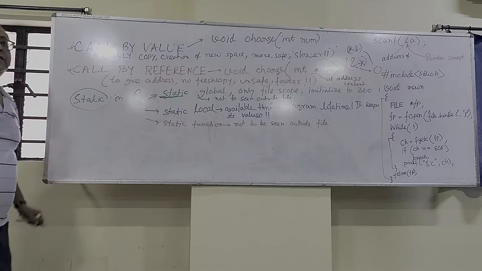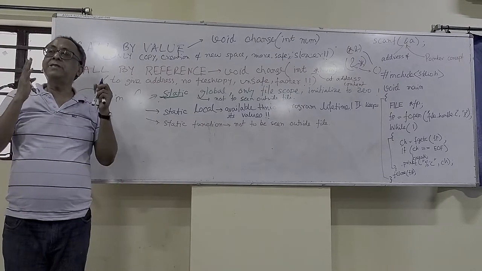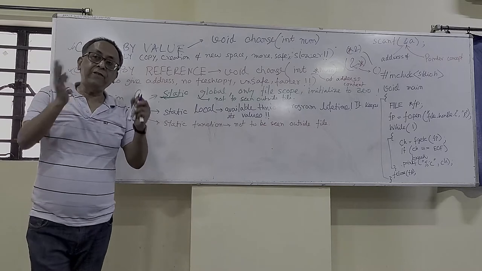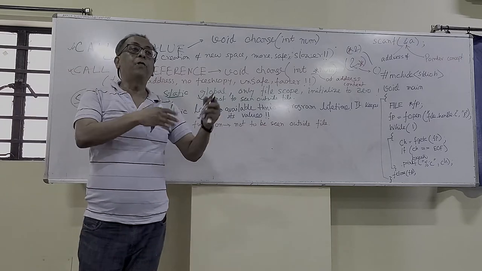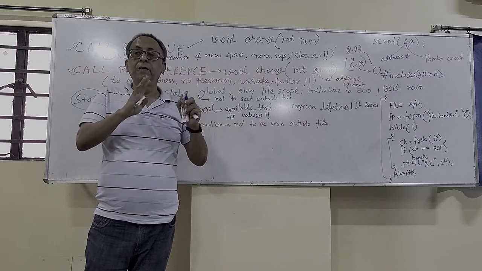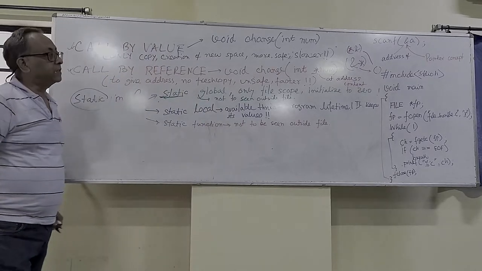Any question about static? So static means it depends on context. Static function is different. Static local variable is different. Static global variable is different. So it varies depending on the context.